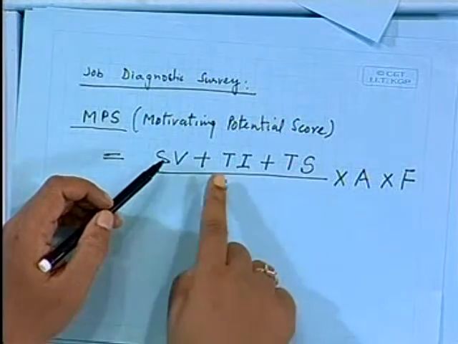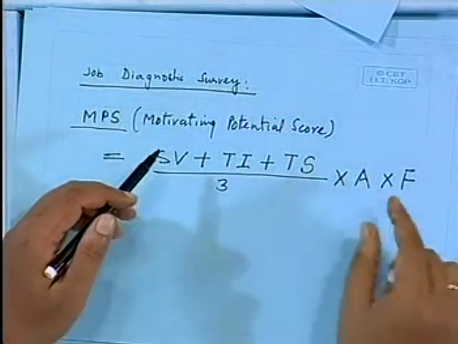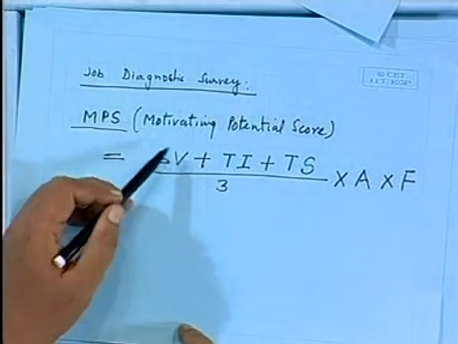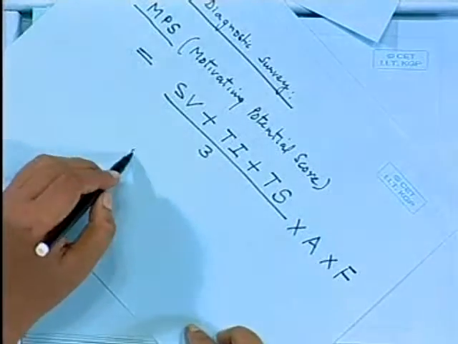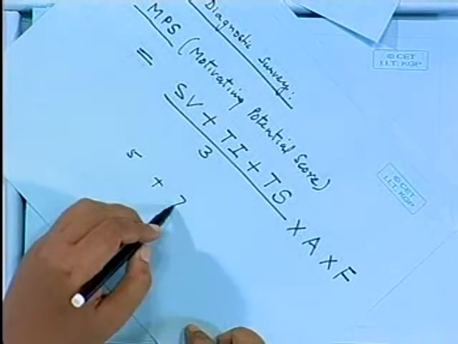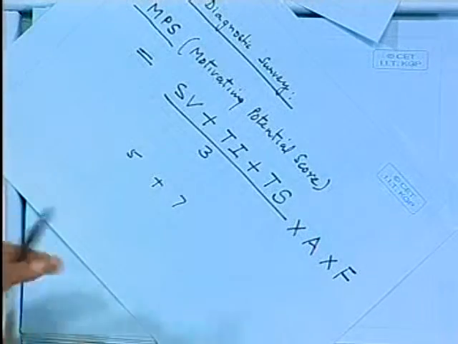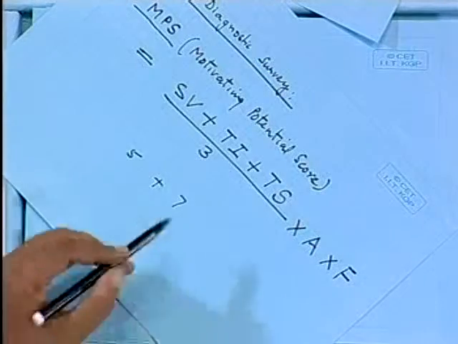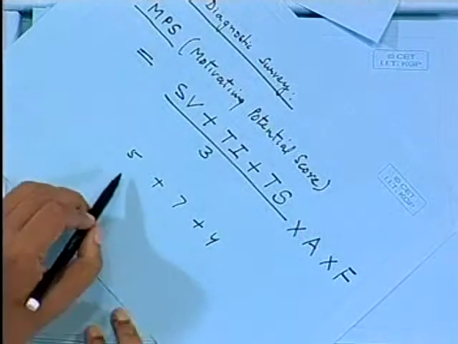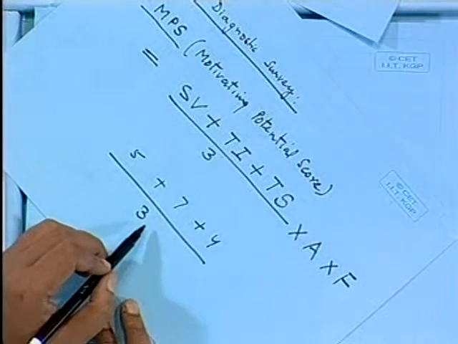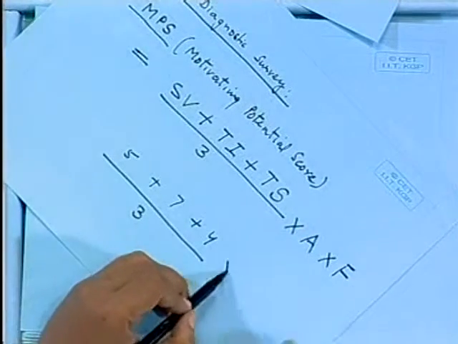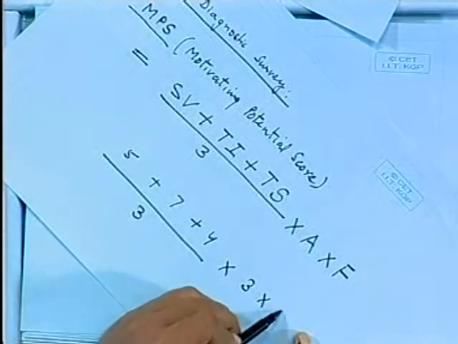So these are the content factors on which you are getting some score. Suppose you get here 5, you get here 7 task items. See that number of items related to each of these content factors. Here you get 4. So how much you get? 16, which is divided by 3. And then it is multiplied by the score of, say, autonomy and freedom.